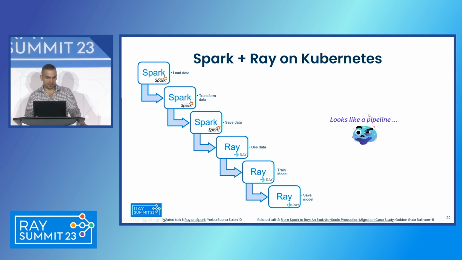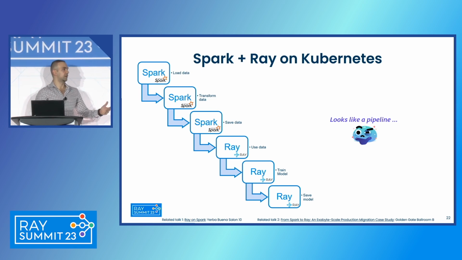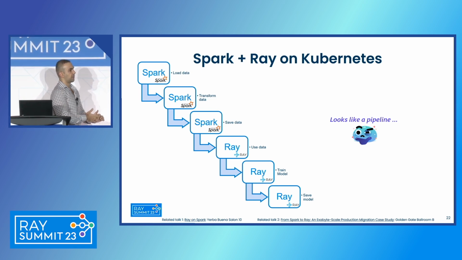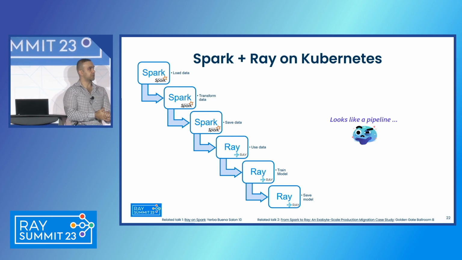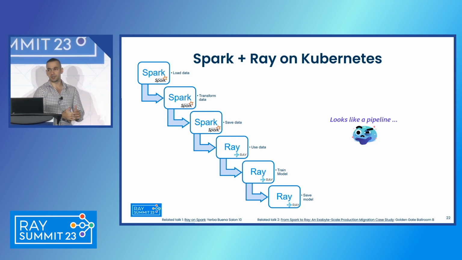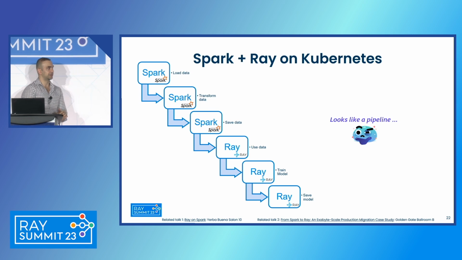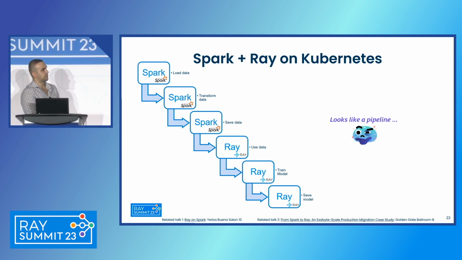So assume you have Spark. You have a Spark application or a Spark cluster. On Kubernetes, the Spark operator uses the terminology Spark application. For KubeRay, we use Ray cluster. But assume you have now a Spark cluster where you're going to load the data, transform the data, then save it, then pass it around to another cluster that you're going to create, which is the Ray cluster, use the data, train the model, and then save the model.